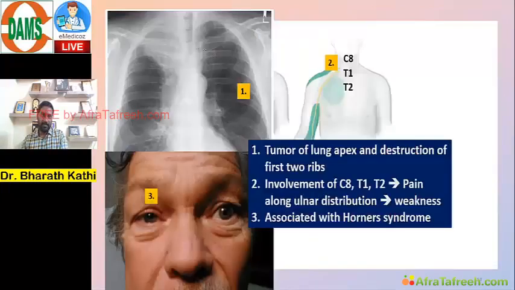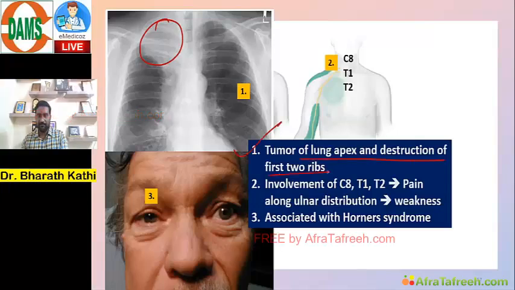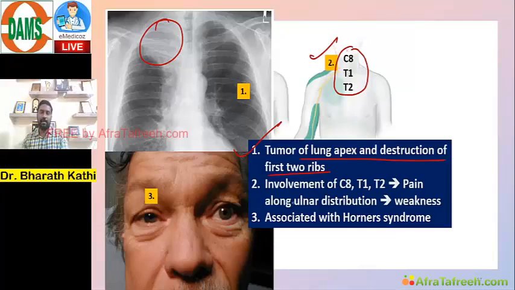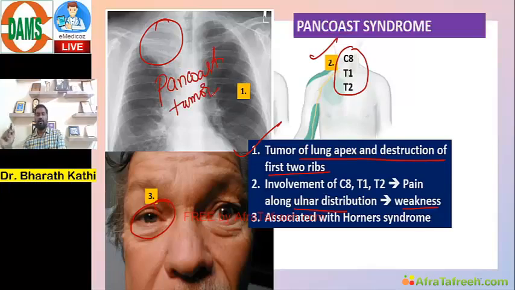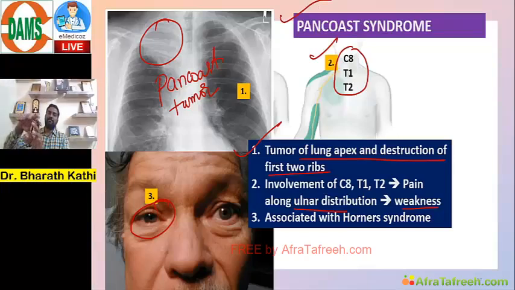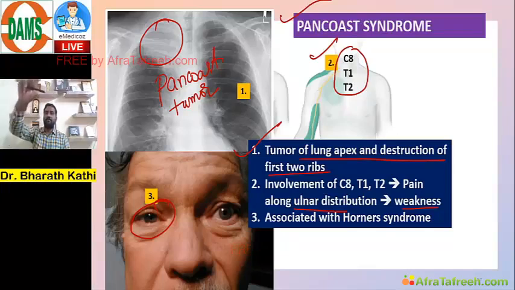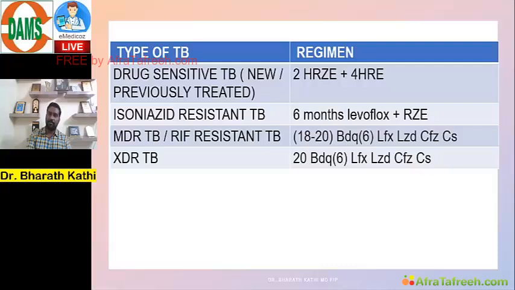Now this combination, a tumor in the lung apex. So one tumor of the lung apex and destruction of first two ribs can happen, and involvement of C8, T1, T2. So the nerve roots C8, T1, T2 result in pain along ulnar distribution and also weakness, and also Horner syndrome. So there is a tumor in the lung apex, Pancoast tumor, causing all these manifestations. All these manifestations put together are called Pancoast syndrome. So they might mention there is a patient with lung cancer with these manifestations. So what is your diagnosis? Your diagnosis should be Pancoast syndrome.